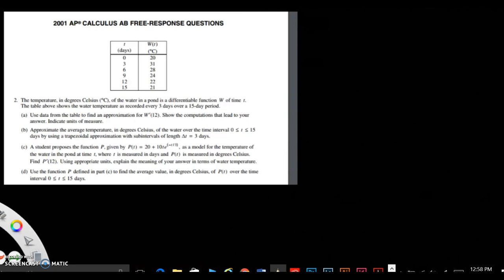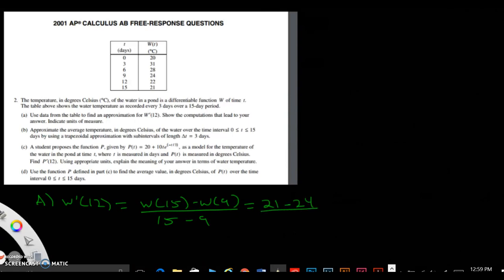Okay, pretty straightforward. So for part A, if we want to find W prime of 12, we just need to find the slope. So the easiest way is probably W(15) minus W(9) over 15 minus 9. So W(15), what is that? 21. W(9) is 24, over 6. So now we're going to get negative 3 over 6, which is negative 1/2 degrees Celsius. What is it per day? Yep. So it's dropping half a degree a day on average.